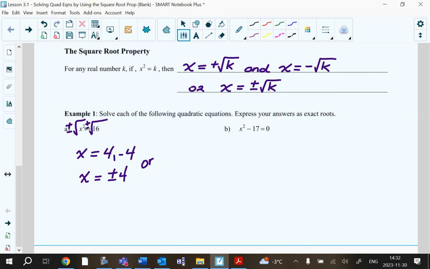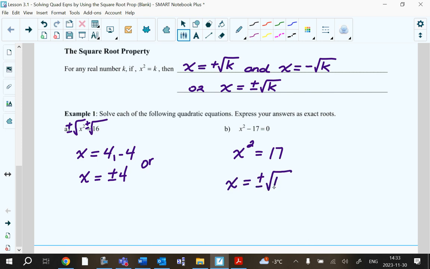How about this next one? What would you have to do first, do you think? Add 17 to both sides. Get the x squared by itself. Excellent. And now, to solve for x, take the positive and negative square root of 17.